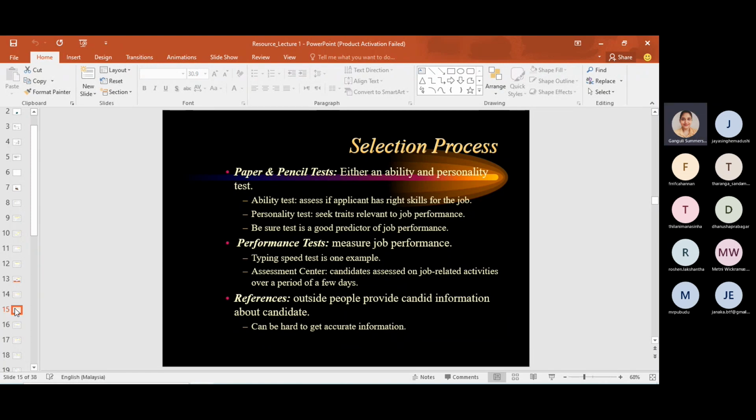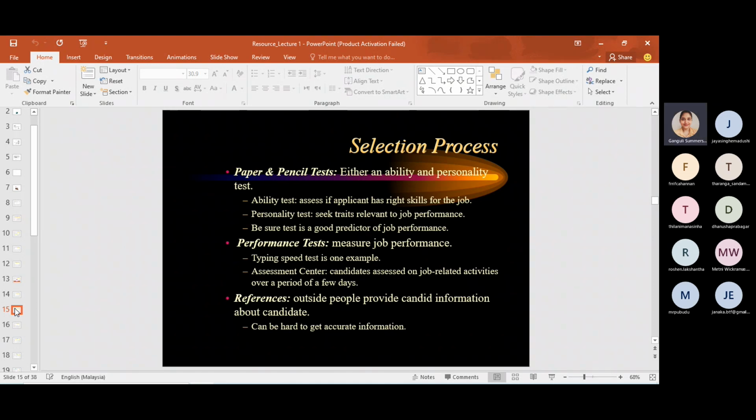Okay, so a performance test is a test that we can use to measure job performance. How well are you performing in the job? A performance test means a test that measures your job performance. And the next selection tool is references. References means the people who recommend you. So you can select people from references as well.